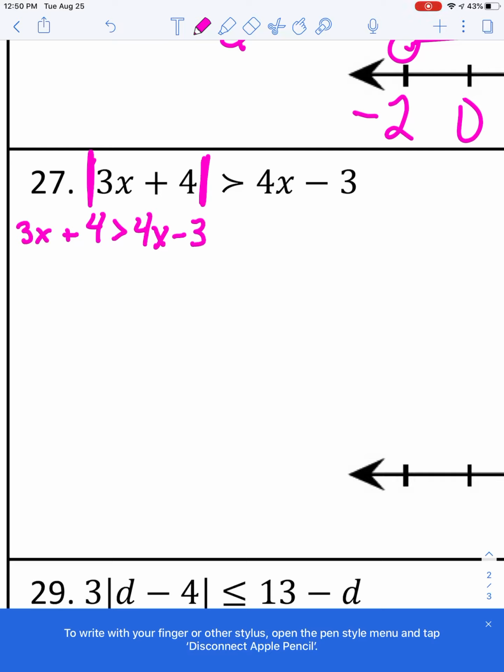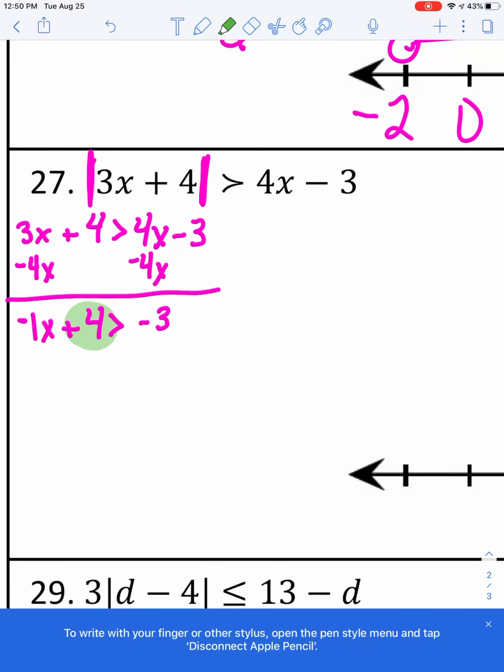Welcome back. I'm going to take this 4x to the other side. 3 minus 4 is negative 1. Everything else stays the same. I'm going to take this 4 to the other side.